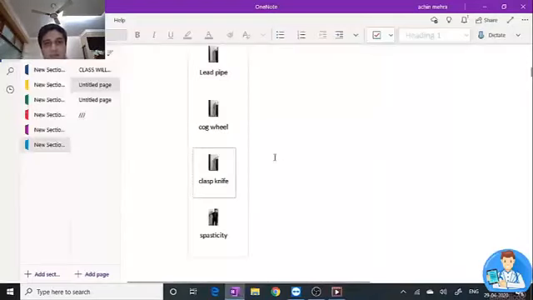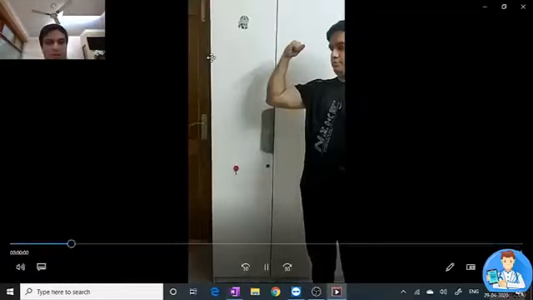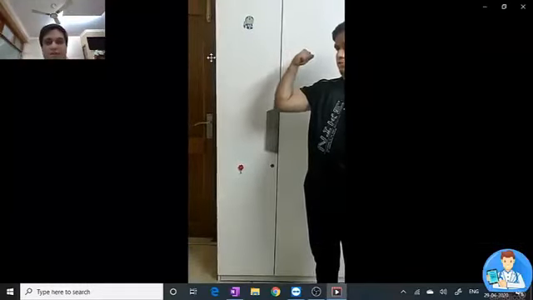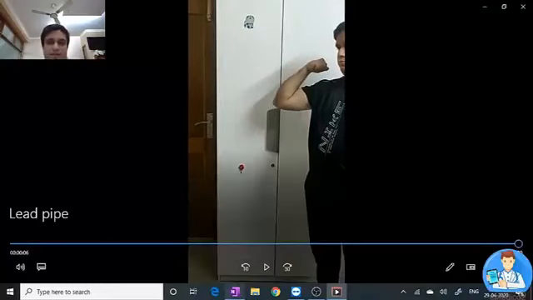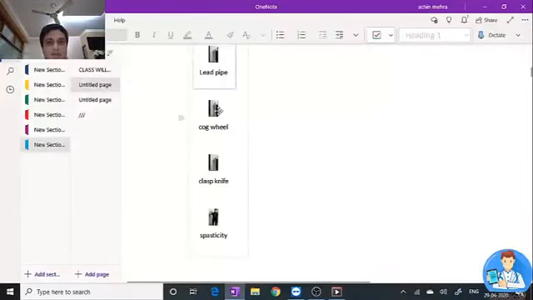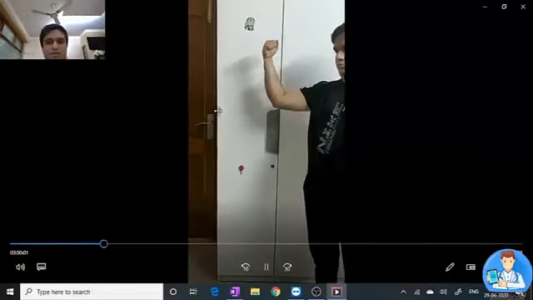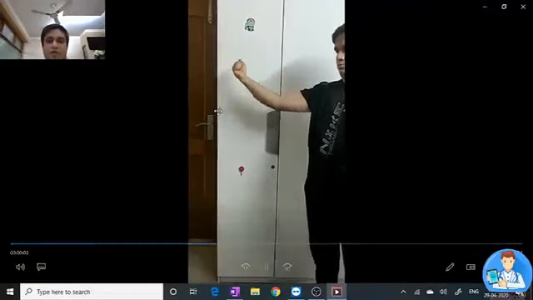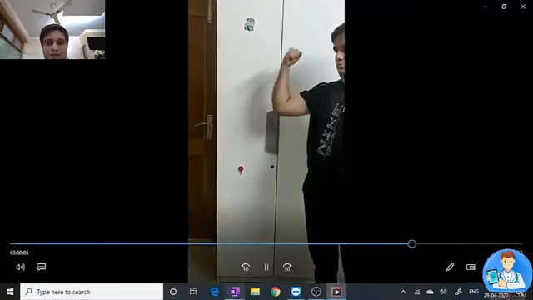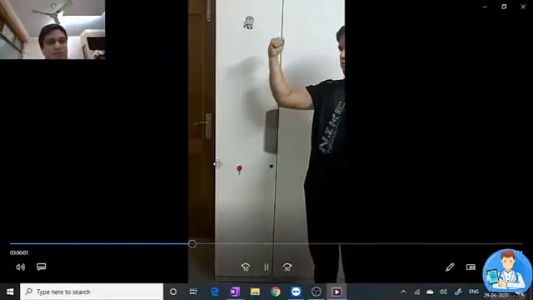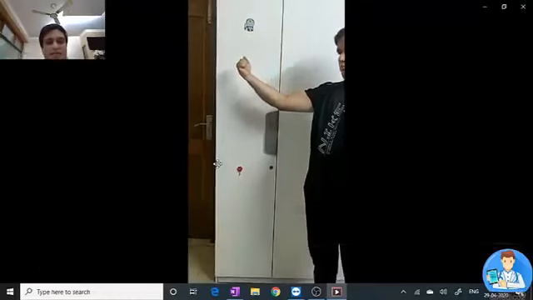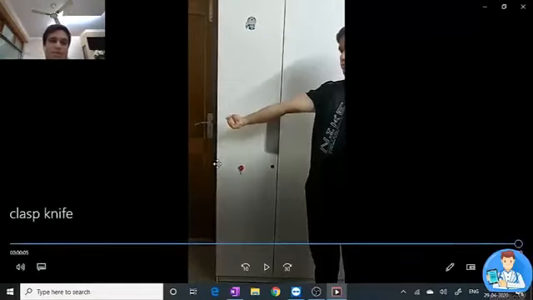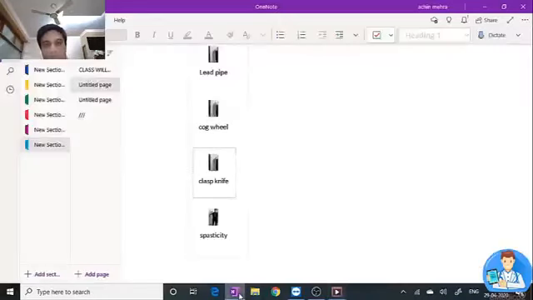So it's very simple. Some people want to see it again. This is the same throughout in extension and flexion, that you come across in lead pipe rigidity, right? This one comes with an interruption in between, that is your cogwheel rigidity. And this one is the rigidity which is present initially, and in the last part it gives way. That's clasp knife rigidity.